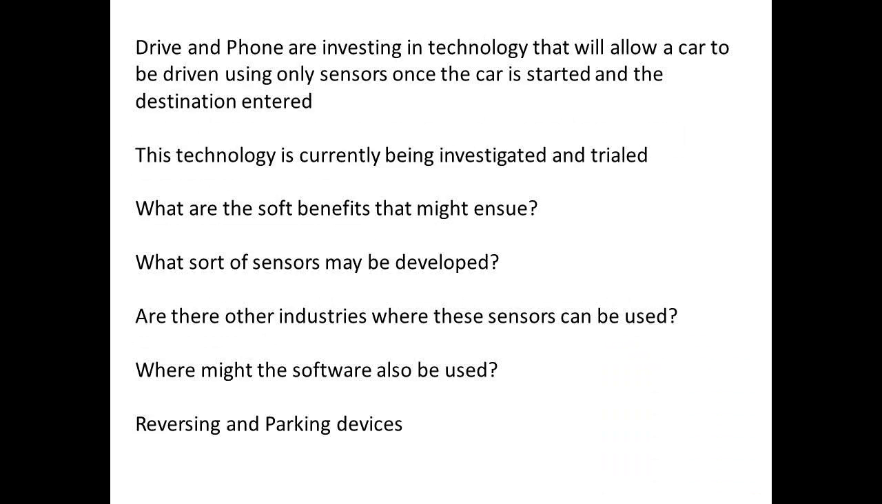A company considering the investment in technology for a new control system for automobiles using a number of sensors might wish to consider what the soft benefits could be. What sort of sensors will be developed, and would they be of use in other projects? Are there any other industries that might make use of the sensors? Could the software be modified and used in other products? The development of sensors has already led to easier parking and reversing. There may well be other opportunities.